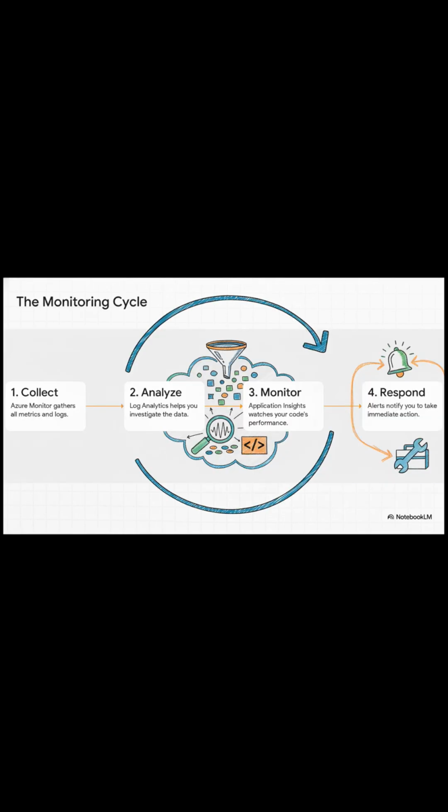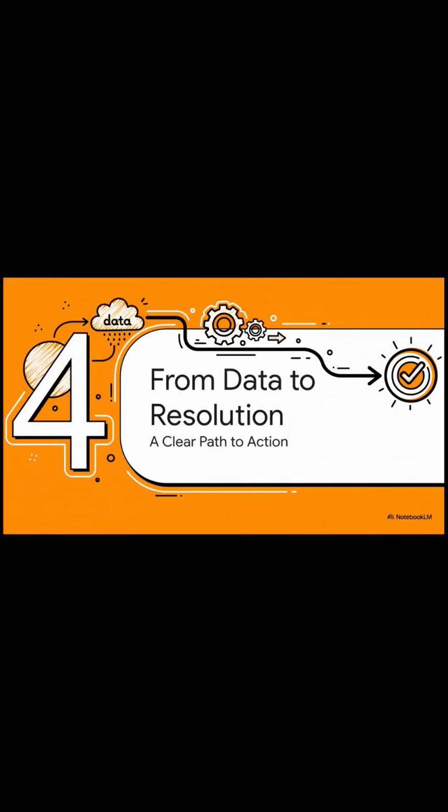So when you put it all together, you can see how it creates this continuous cycle. It's not just a random collection of tools, it's a complete end-to-end process. You collect the raw data with Monitor, you analyze it with Log Analytics, you get code-level details with Application Insights, and you respond proactively with alerts. This feedback loop is the absolute key to maintaining a healthy system. And when you put this entire system together, you move way beyond just looking at charts and logs. You get a clear, actionable path from spotting a problem to actually getting it resolved and doing it quickly.